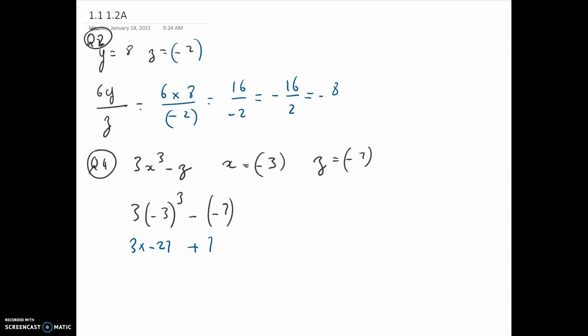-27 multiplied by 3 is going to be -81, plus 7. And so at the end of the day, the answer is going to be -74. Let me double check: 3 times 7, 21, 3 times 2, 6 plus 2, 8, -81. Yes, we're good. All right, let's move on. So that was for the question 4.